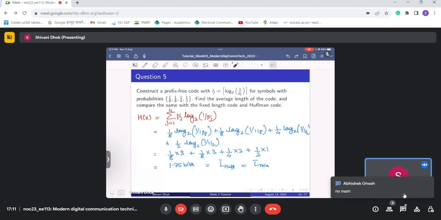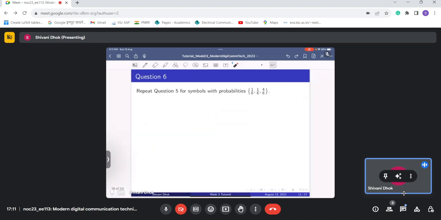Okay, so if there are no questions, then let's see what happens if this probability is not of the form of 2 to the power minus k. That is, we need to repeat question 5 for symbol probabilities 1 by 6, 1 by 6 and 4 by 6. So what all was asked in question 1? First thing we'll do is construct a code with Lj as ceiling of log to the base 2 1 by Pj.